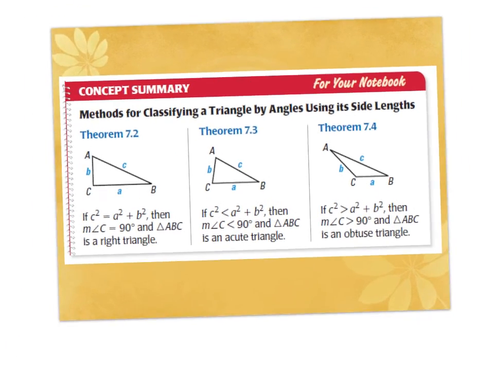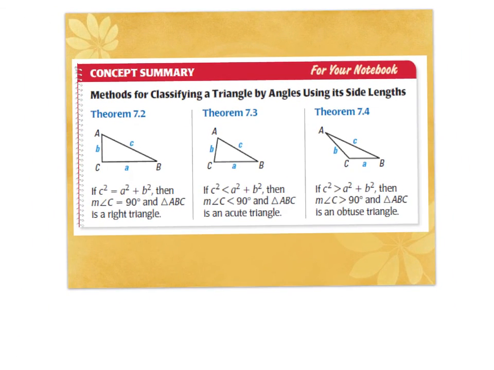Okay, so this just puts the three things together. 7.2, which says that if they're equal, it's a right triangle. 7.3, which says if it's less than, it's acute. And 7.4, so that actually the 3 was the one that was wrong. That says that if it's greater than it's obtuse. So that's all you need to know from this section.